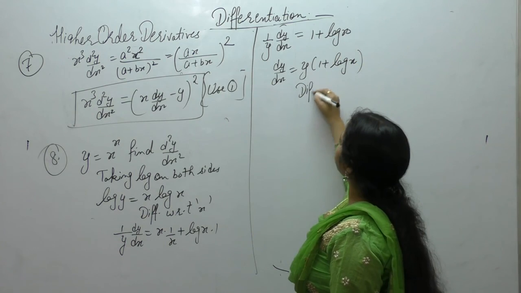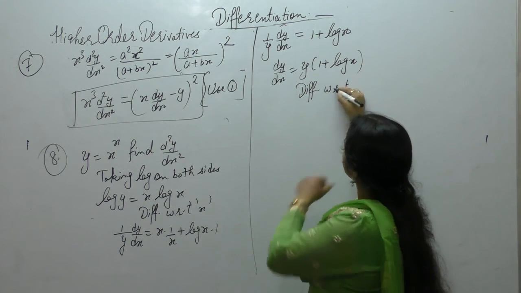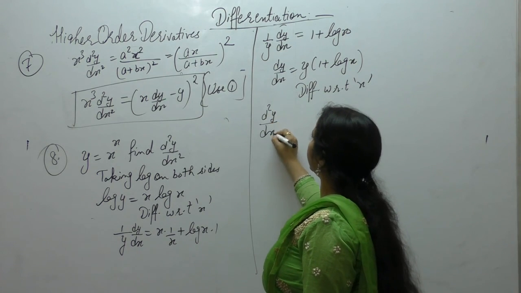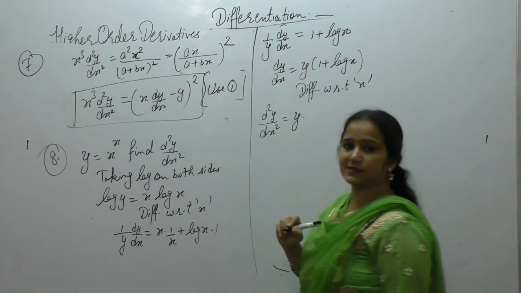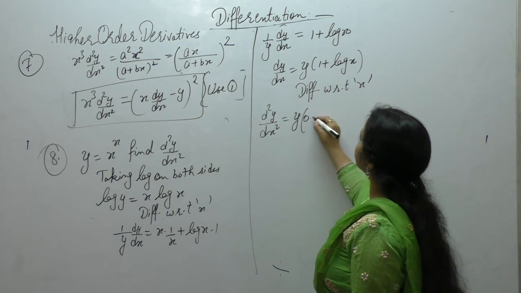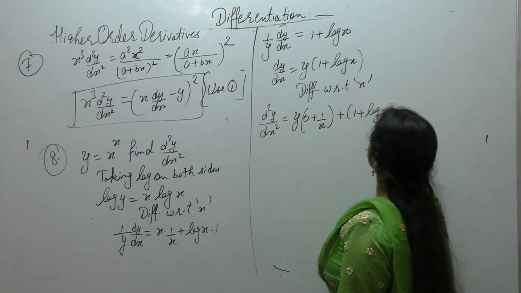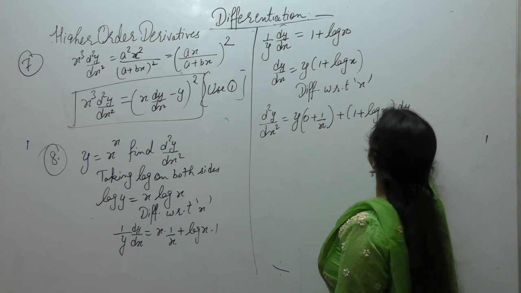Now differentiate with respect to x. Sorry, d square y upon dx square. First as it is, derivative of second. 1 is 0, log x is 1 upon x. Second as it is, derivative of first.